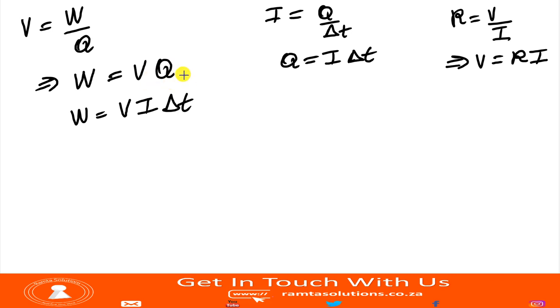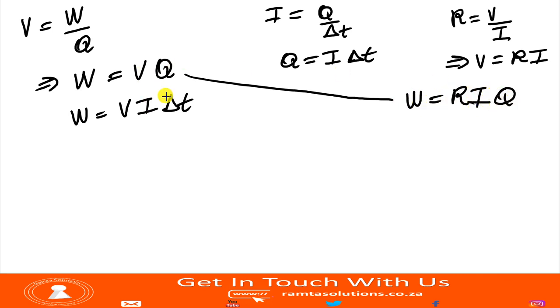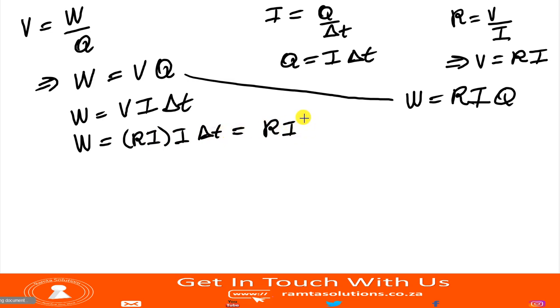If you have Q, you can call it W equals RIQ. Or simply, moving on from this one, it can be W equals V, not V, we said now in place of V we put RI. So this is RI, I delta T, which will be RI squared delta T. Okay, RI squared delta T. So it can be like this.